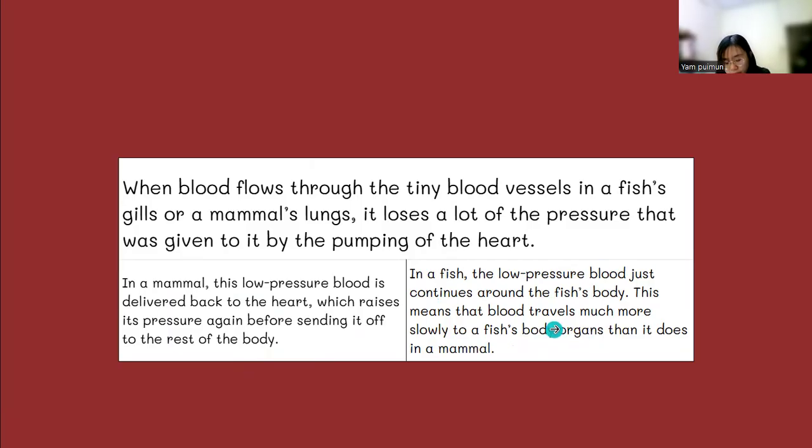This means that at first, blood flows through the blood vessels of both mammals and fish at a very low pressure when it passes through the lungs and also passes through the gills. However, in mammals, the blood then returns to the heart and is pumped out again at very high pressure to the body. While in fish, the blood does not return to the heart after the gills, so it continues to flow around the body at a very low pressure.